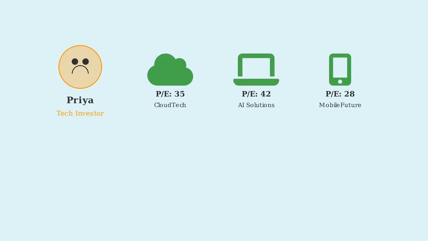CloudTech has a PE ratio of 35, AI Solutions trades at 42 times earnings, and Mobile Future has a PE of 28. These are all significantly higher than the market average. When we calculate the average PE ratio of Priya's portfolio, we get approximately 35. This is considered a high PE ratio, meaning investors are paying a premium for each dollar of current earnings.